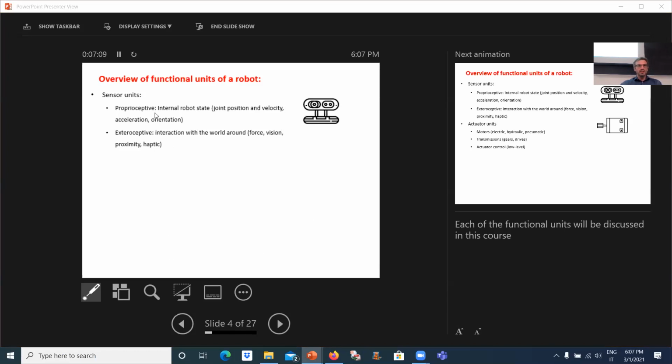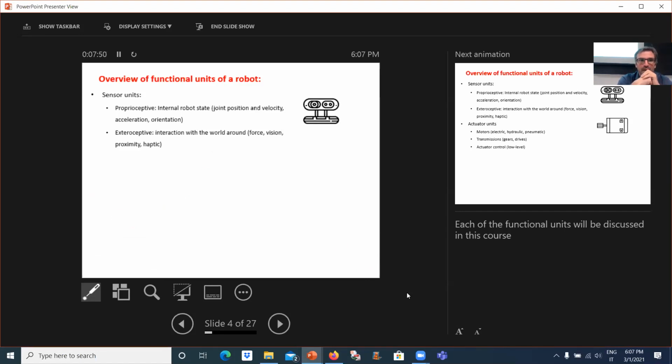So proprioceptive sensors are related to the internal state of the robot. For example, the position of the joints, the velocity of the joints, the acceleration of the base in the case of a mobile robot, the orientation of the base. In the case of a drone, we have only acceleration and gyroscope because the drone has no joints. It's just 4 propellers, which are creating these lifting forces.